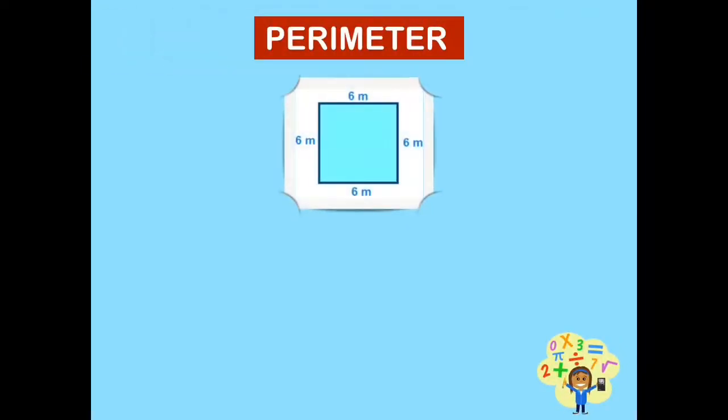Now, it's your turn. What do you think is the perimeter of the given figure? I will give you 20 seconds. Correct. The perimeter of the square is 24 meters. Do not forget to write the unit meter.